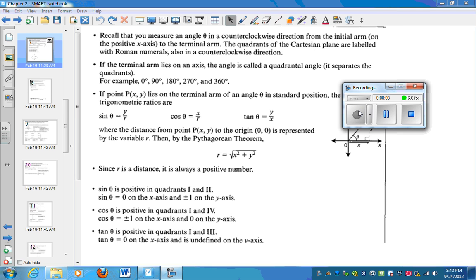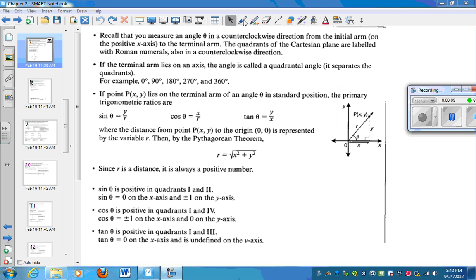Section 2.2, trig ratios of any angle. Okay, a couple things we have to recall. Recall first of all that an angle theta, you measure in a counterclockwise direction from the initial arm to the terminal arm. The quadrants are labeled with Roman numerals, also in a counterclockwise direction.